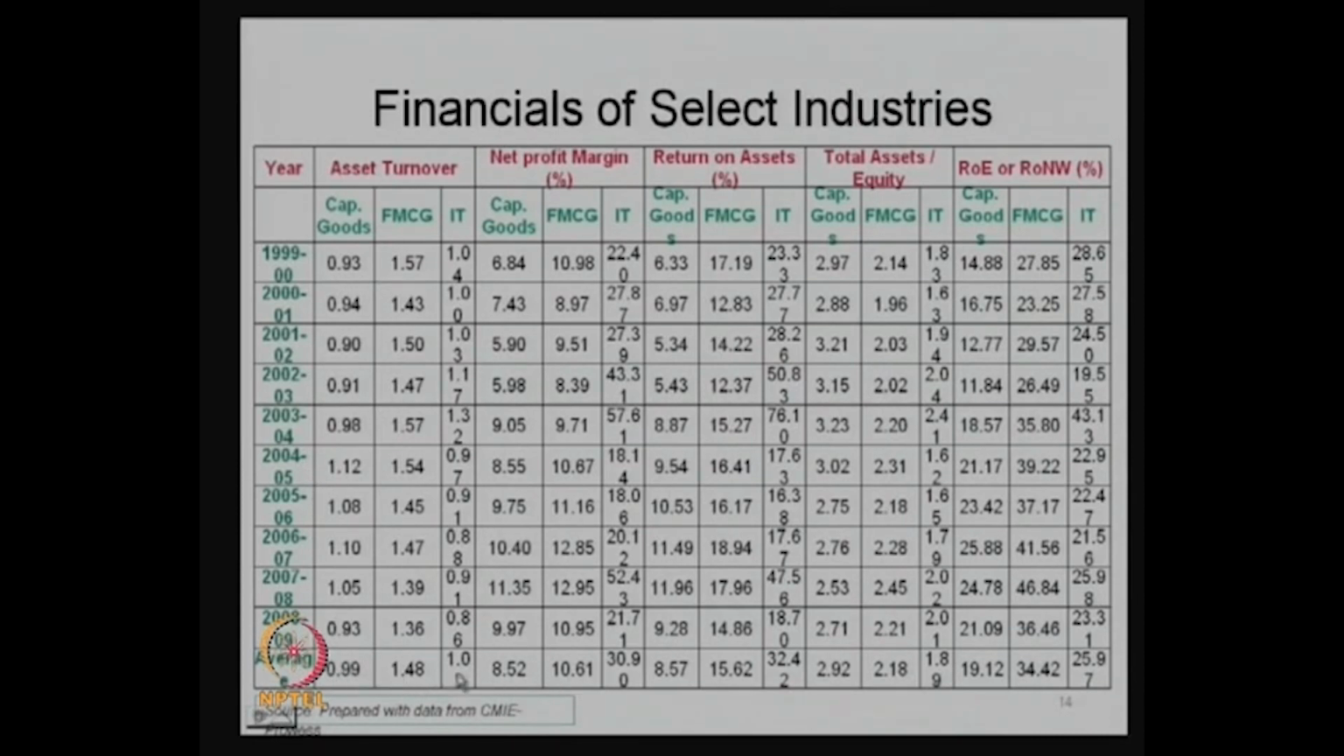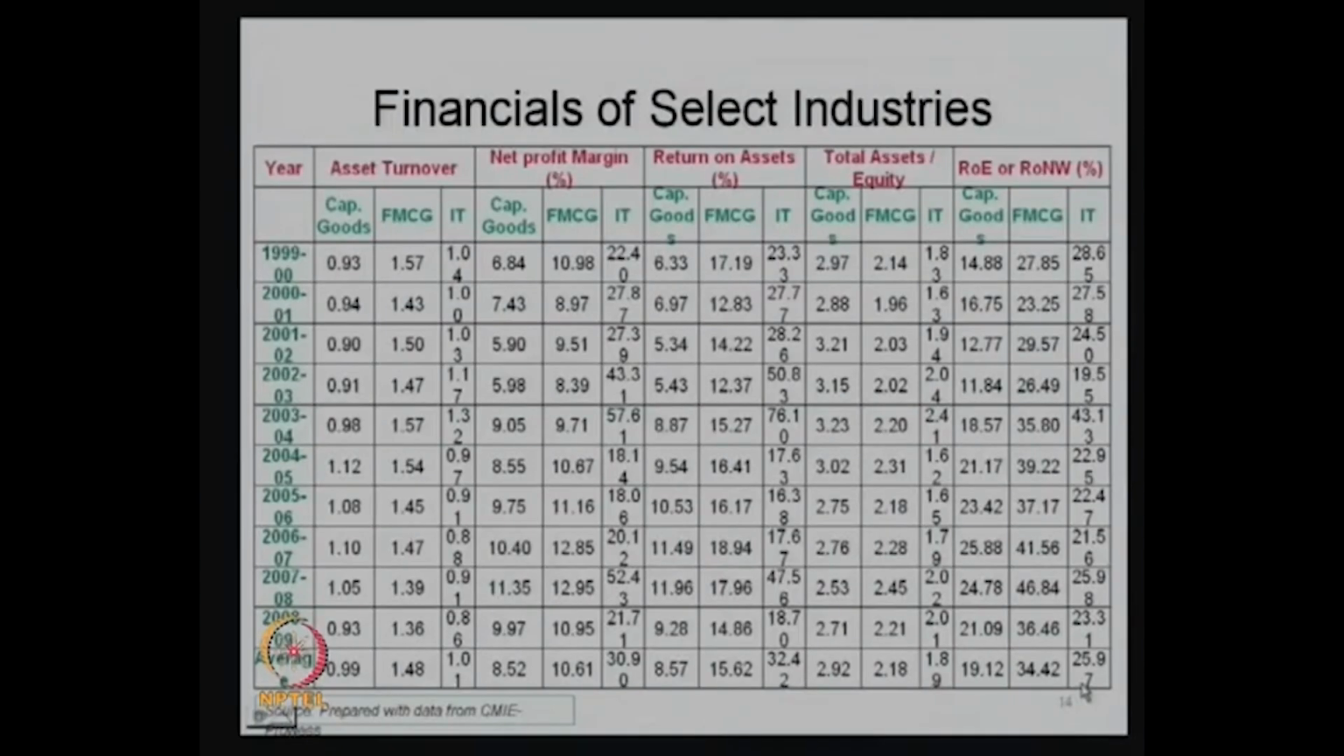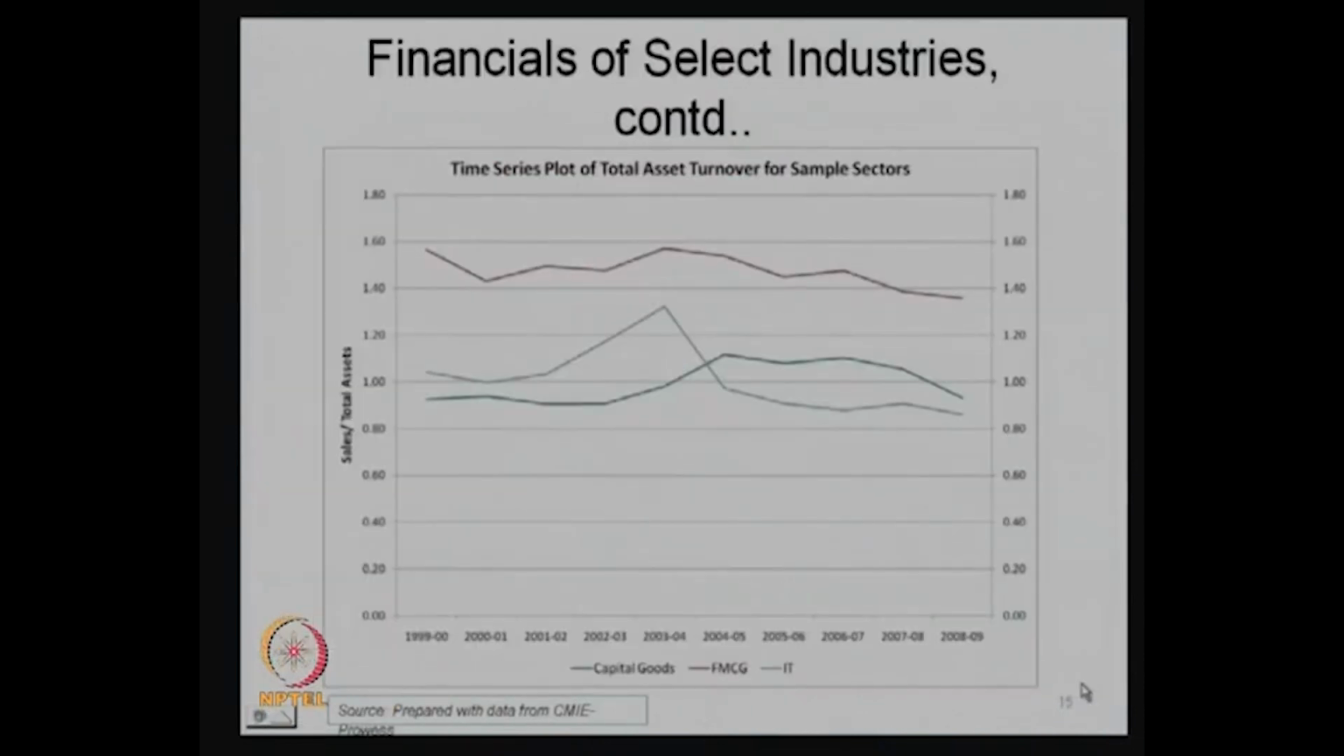Now, like that this has been done. We can see here return on equity for capital goods is 19.12, which is 34.42 for the FMCG sector and 25.97 for the IT sector. These data actually relate to a small group of companies. Once the number of companies changes, the figures may change, but this is just to show that different industries give different performance.